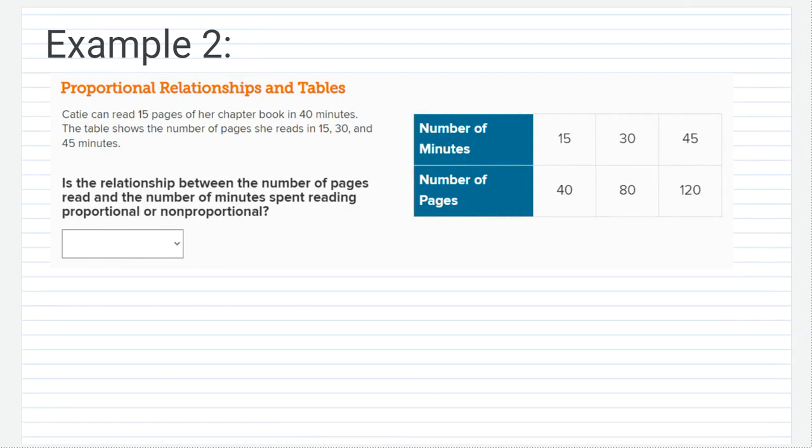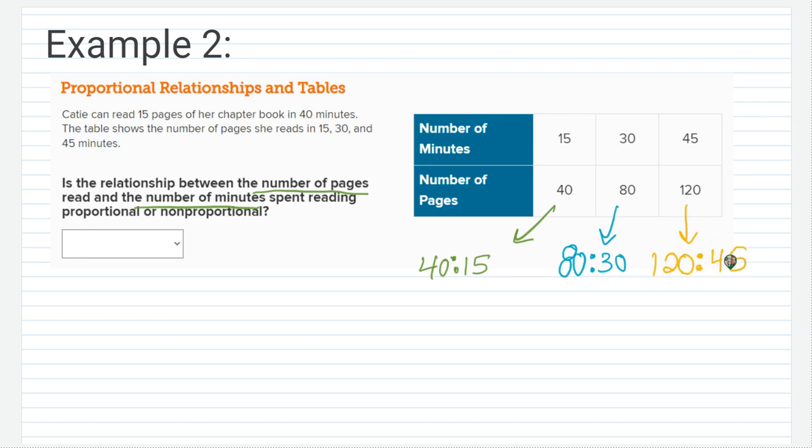All right, so now our second example. It says, Katie can read 15 pages of her chapter book in 40 minutes. The table shows the number of pages she reads in 15, 30, and 45 minutes. So is the relationship between the number of pages read and the number of minutes spent reading proportional or non-proportional? We're going to go through once again and check each of these. It tells us we're looking at the number of pages and then the number of minutes. So we're going to do a ratio of 40 to 15, then 80 to 30 and simplify that, and then we have one more ratio to check, which is 120 to 45.